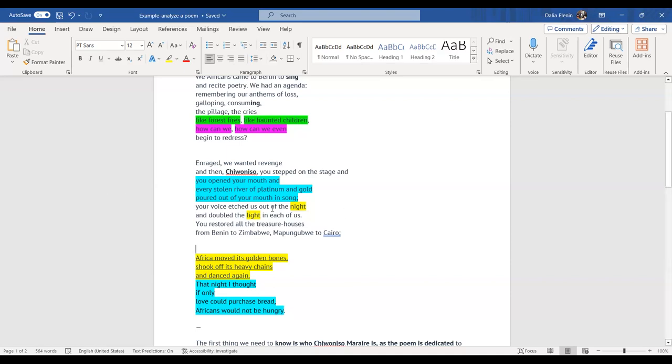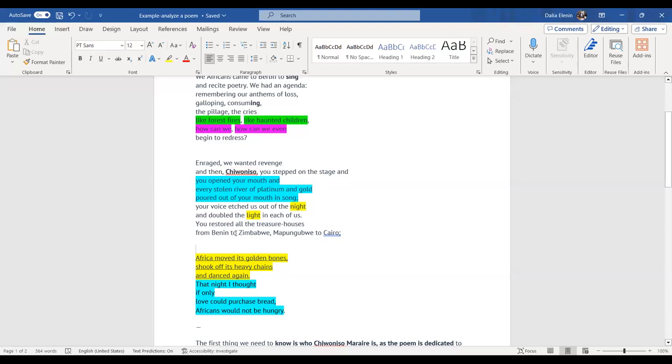So here is a paradigm shift. The poet here is giving us a paradigm shift. In the first line, he says we are full of anger, we are furious, and we wanted revenge. And then, meaning here, we changed our mind. We're not going to go for violence. We're not going to go for killing other people. We're not going to go for shooting guns. We are going to step on the stage and shoot with our mouth.